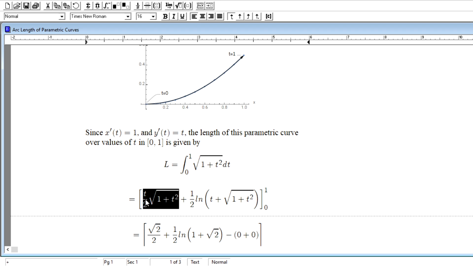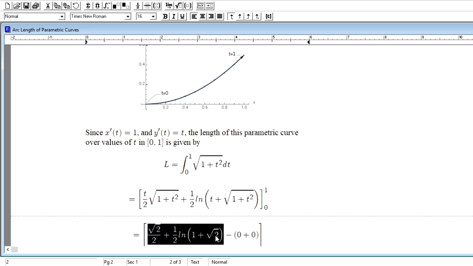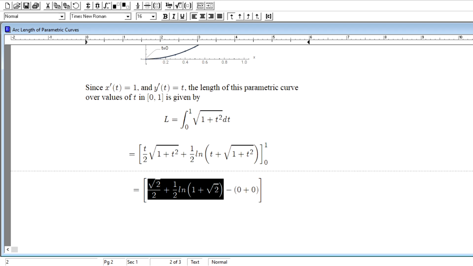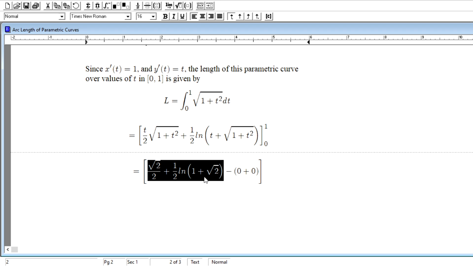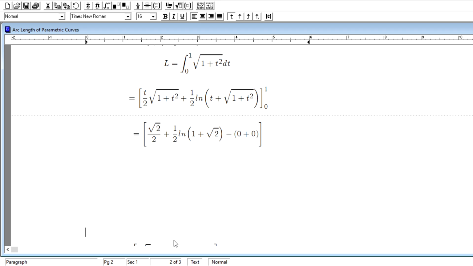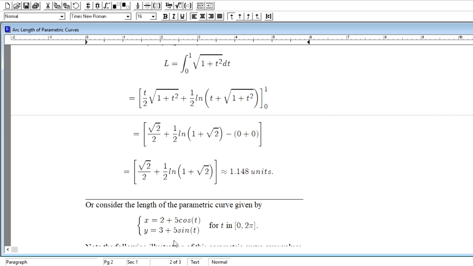At 1, this will turn into the square root of 2 over 2, and this will turn into 1/2 the ln of 1 plus the root 2. We see that result given here, down below. So subtract from that the result we get at 0, which is nothing, and what you're left with is this argument here. If we approximate that, we put that into our calculator and come up with a decimal approximation, that is about 1.148 units in length.